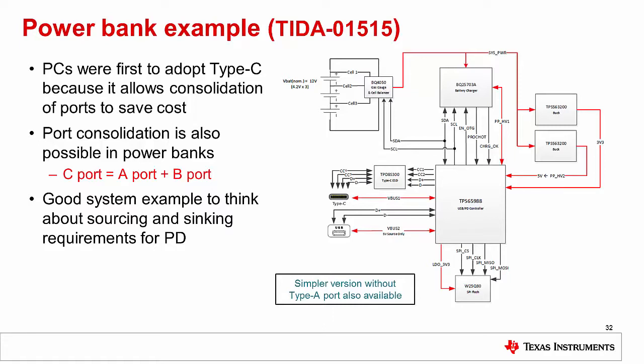For a power bank, instead of having a USB B port to charge the battery and then a USB A port to charge your phone when it gets connected to it, now you can have just the Type-C port. When the power bank's empty, you charge it up through the Type-C port. When you're ready to charge your phone with it, you connect it to the Type-C port. So it's a really good system example, I think, for illustrating sourcing and sinking requirements.